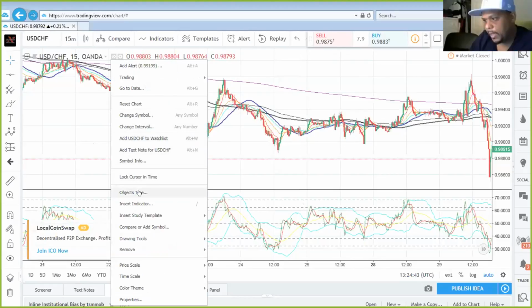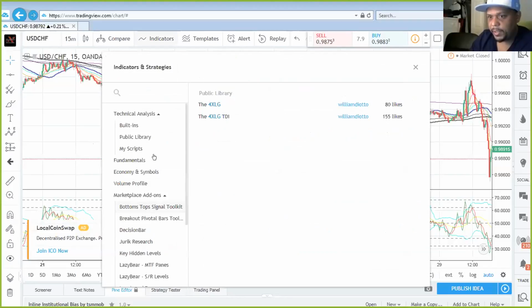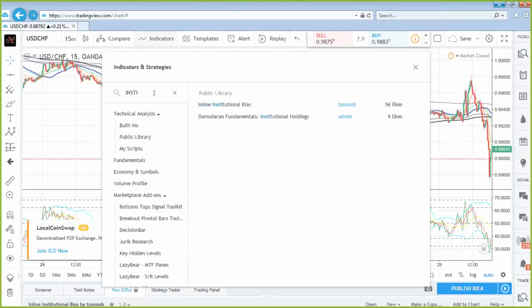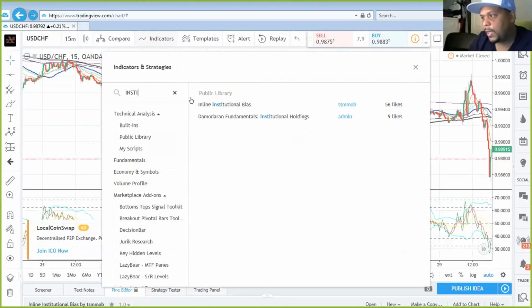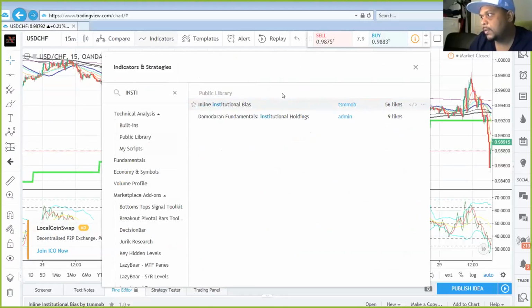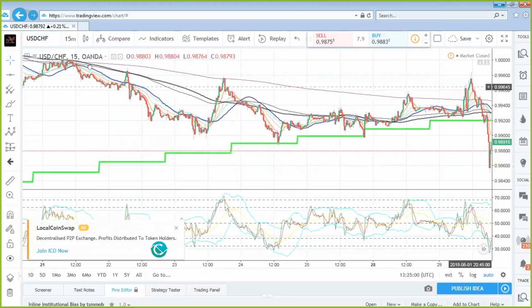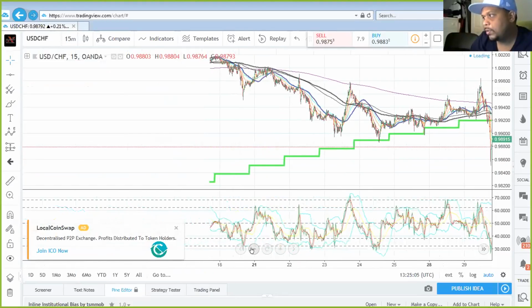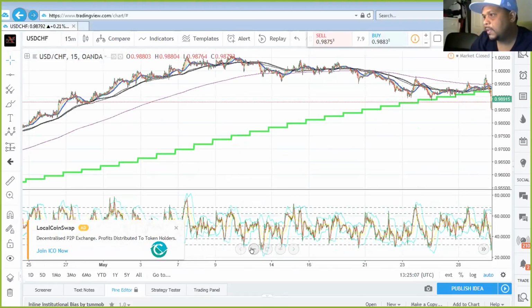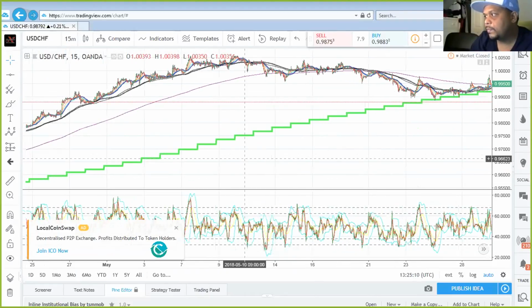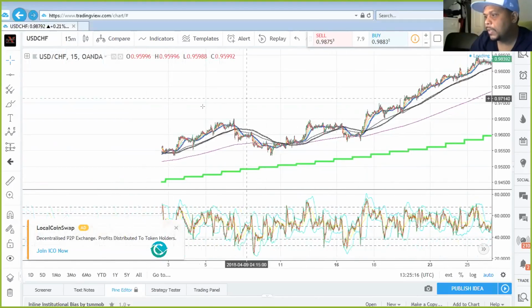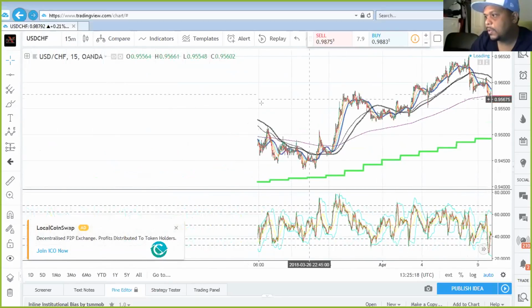All right, so I'm going to insert an indicator in here. It's one that's called inline institutional bias. This is a 50-minute chart. We're going to minimize it so we can see the beginning of this thing. My computer's going so slow. Look at this uptrend, you guys.